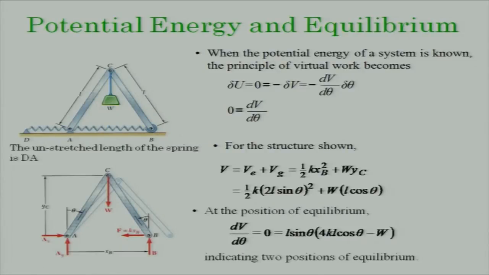Now, that solution will give you cos theta equal to W by 4KL, and only if that quantity is less than or equal to 1 will there be a second solution, or else there is no second solution to this problem. Point clear? Because if K is extremely small, or L is extremely small, then this quantity can become more than 1. There is no second solution. The only possible equilibrium is the vertical solution where theta is equal to 0.